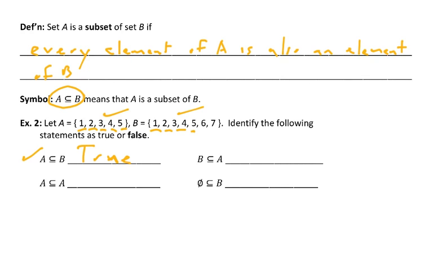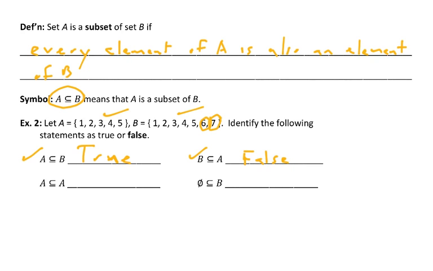How about, is B a subset of A? What we need to think about there is, is every element of B also an element of A? Here's a problem. 6 from set B is not an element of A, neither is 7. So it is not the case that every element of B is also an element of A. This is false. So that's very important to know, that the order is going to make a huge difference.